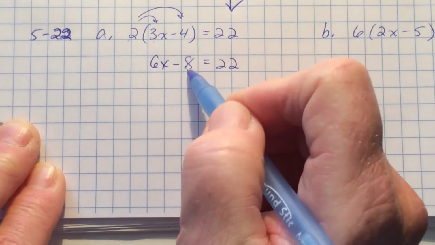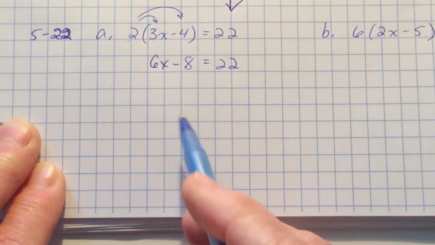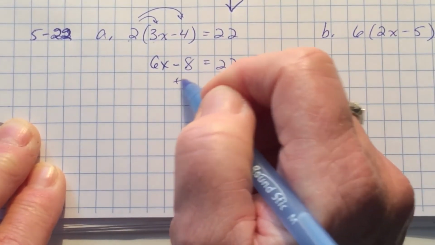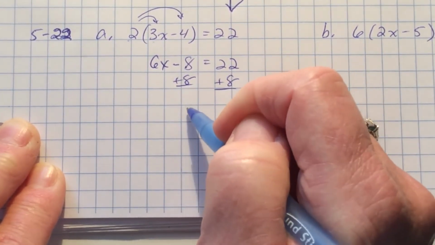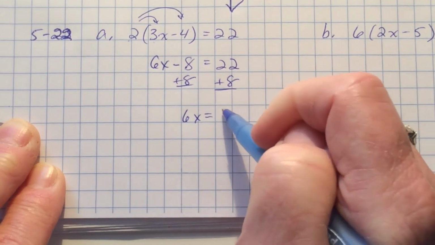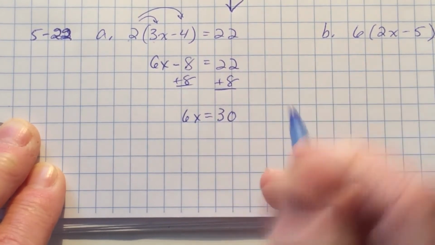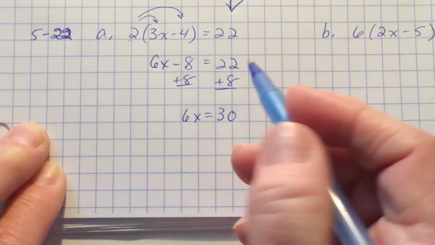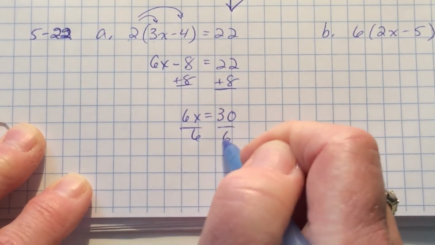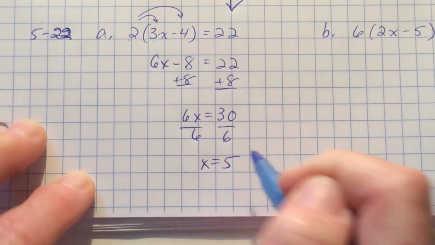Then my next step is to get rid of the negative 8 to get the 6x by itself. So I will add 8 to both sides. 6x equals 30. And the last step, I divide both sides by 6. X equals 5.